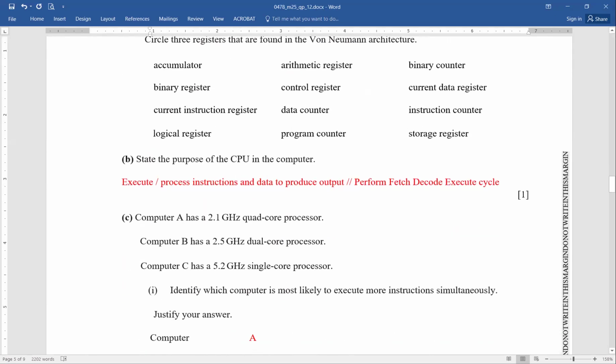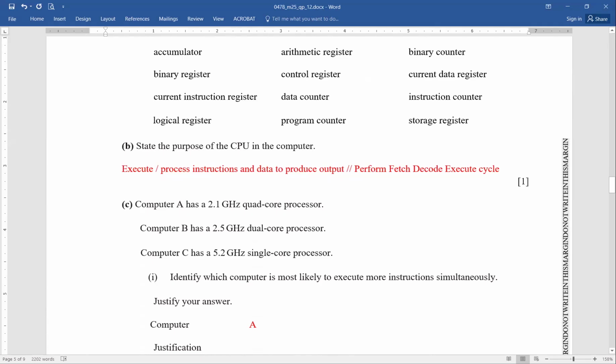Now, part C. Computer A has a 2.1 gigahertz quad core processor. Computer B has a 2.5 gigahertz dual core processor. Computer C has a 5.2 gigahertz single core processor. Identify which computer is most likely to execute more instructions simultaneously. Out of these three, a quad core means how many cores, by the way? 4 cores, exactly. Dual core means 2 cores, or 2 complete sets of processing units, and single core means only 1. So definitely this is going to be your computer A.